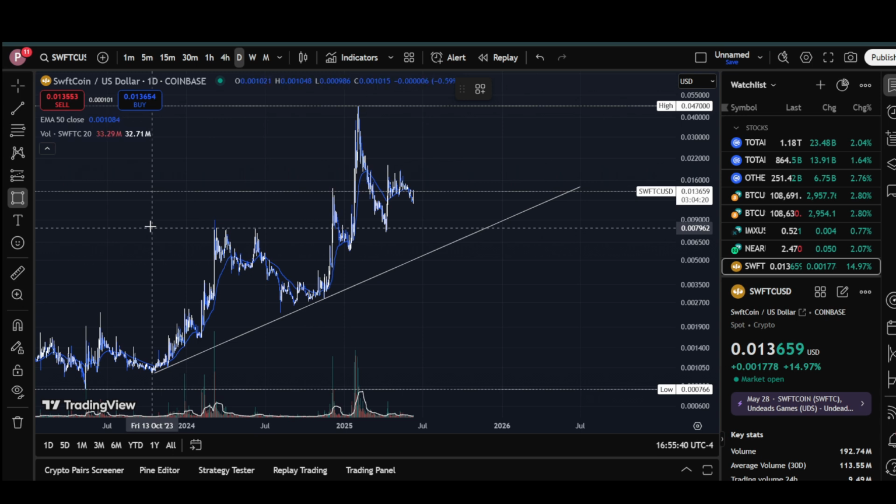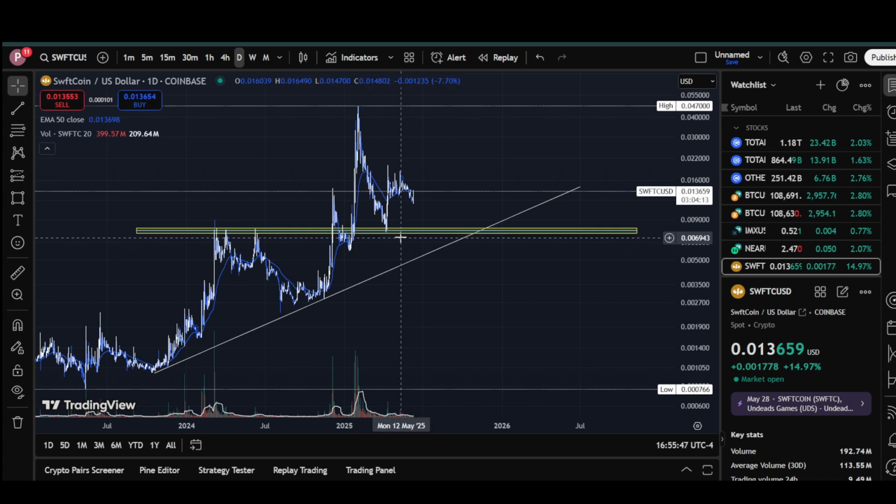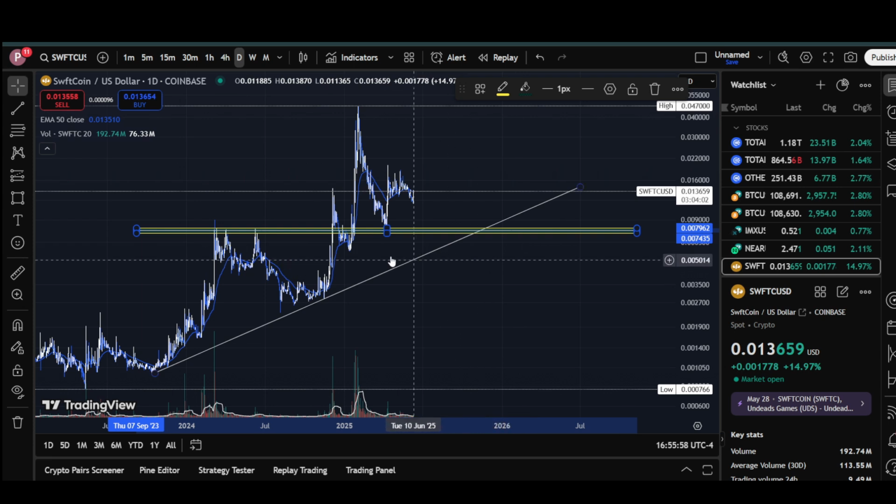So if you look here, this has been a pretty good support zone for the coin, around 0.007827. Back in 2024, this was a resistance, as you can see here, but after the massive breakout, it actually became a support. So if we can retest somewhere around here, it would be pretty good.